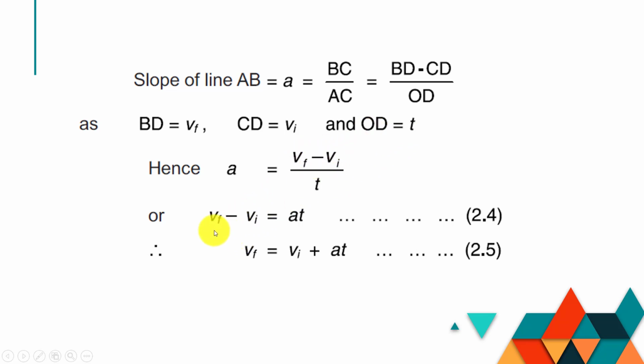So from here you can get VF minus VI which is equal to AT. So by rearranging this equation, we can get VF minus VI which is equal to AT. This is equation 2.4, and now we have to calculate the first equation of motion.